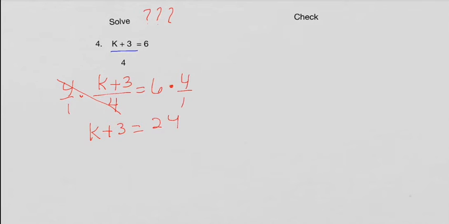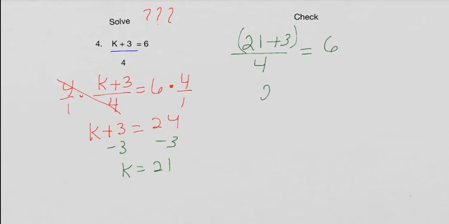Is the variable on the left? Yes, it is. Is it first? Yes, it is. Is it alone? No, it's not. So we're going to zero pair the 3, and we're going to get k is equal to 21. Again, you're looking to see that my equal signs are lined up. Now I'm going to go ahead and check it. So I'm going to come back up here, and where k is, I'm going to put 21 plus 3 divided by 4 is equal to 6. And then I'm going to do the 21 plus 3 first. So that's 24 divided by 4 is equal to 6. And 24 divided by 4 is 6 equals 6.